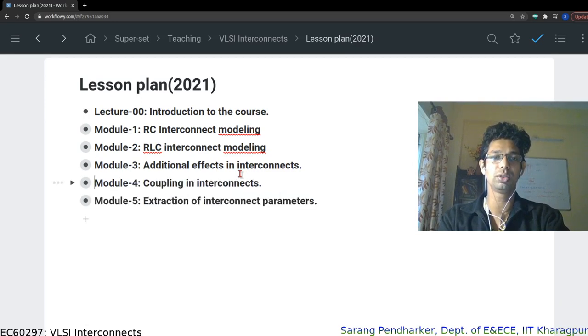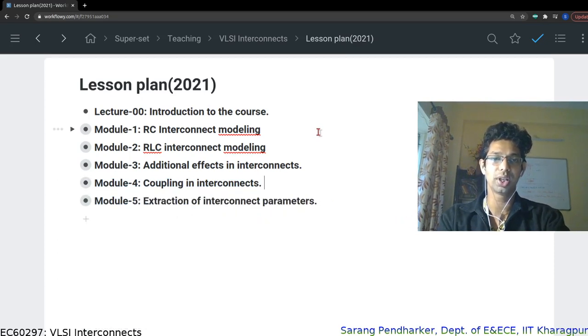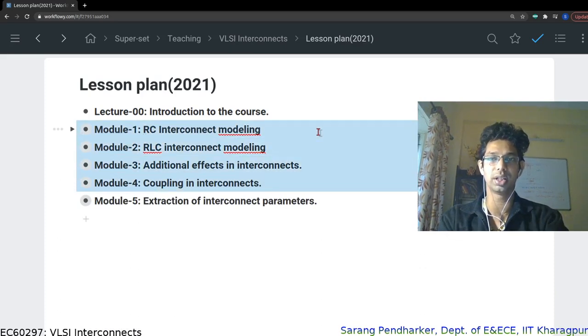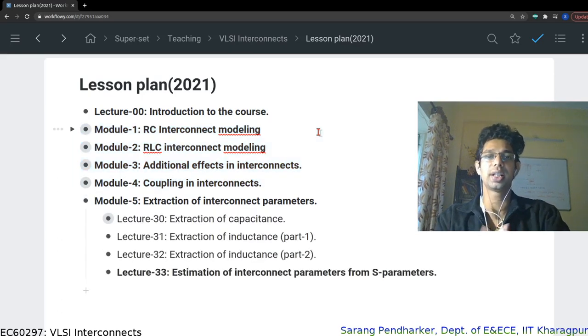Then in the fourth module, we saw the coupling in interconnects. How do we build a formulation for that? So we saw the matrix formulation, which is quite powerful in dealing with interconnects. And once we have got how this RLC and coupling affects the interconnect parameters, in this final module, we were discussing how do we extract the interconnect parameters. So here in this final module, we saw numerical techniques as well as in this current lecture, we saw estimation of interconnect parameters from the S parameters.